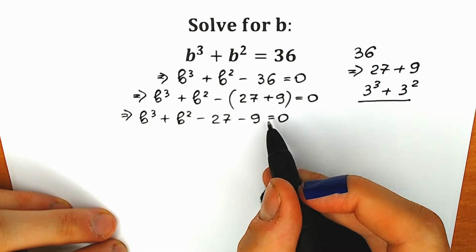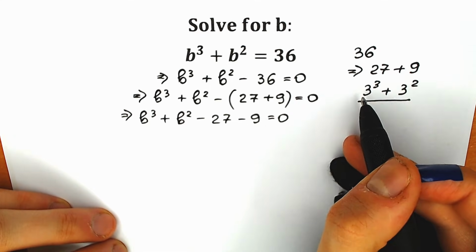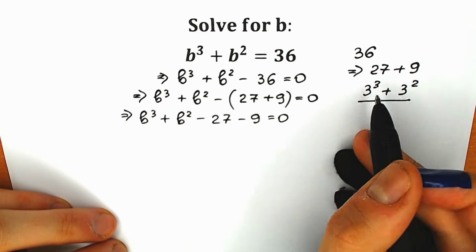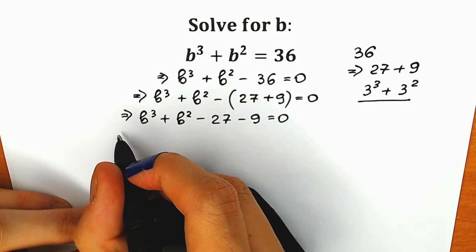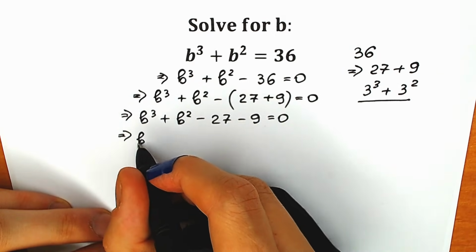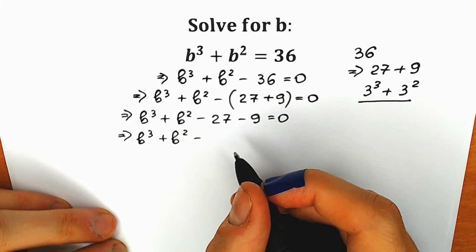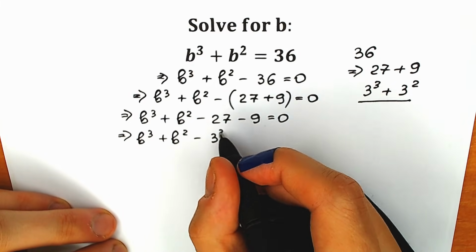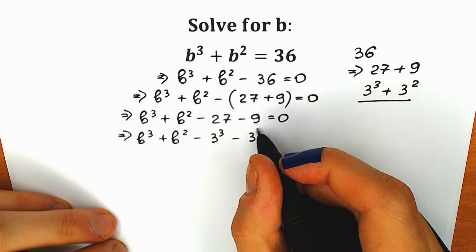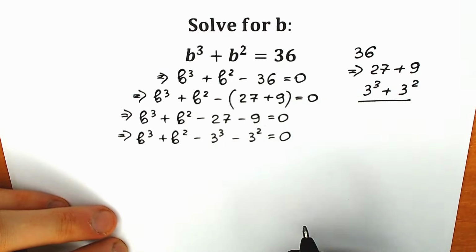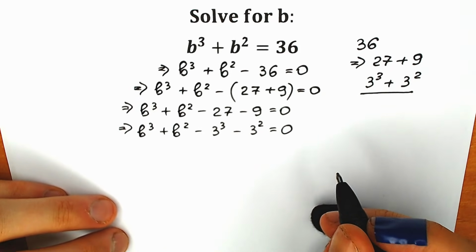And right now we need to go back right here because 27 can be written as 3 cubed and 9 can be written as 3 squared. So let's do this. We have b cubed plus b squared minus, instead of 27 we write 3 cubed, and instead of 9 we write 3 squared. So everything is great. This is our first step.